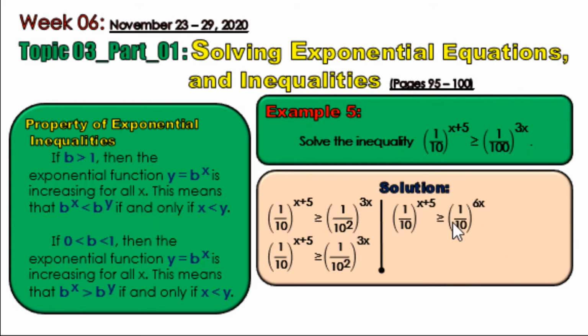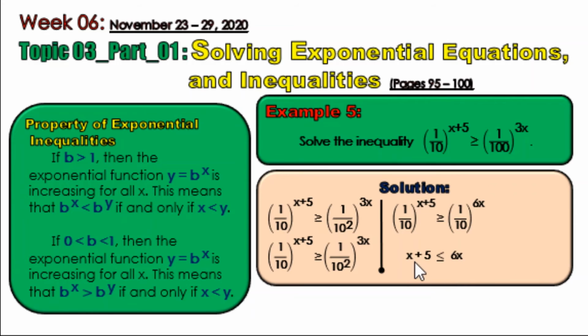And take note that our base 1 over 10 is between 0 and 1. So for our two exponents, the sign is reversed. So we have equal or greater than, it becomes equal or less than. Okay? And now we will be solving for the values of x.